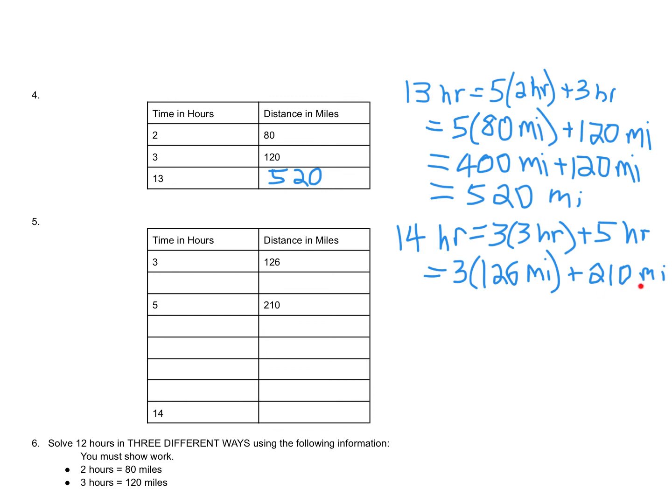So I put that in place of 5 hours as 210 miles. So now we have 3 times 126 plus 210. And that answer is 588 miles. Again, this is just one approach. You could have tried to extend the table. You could have used 210 divided by 5 to get your miles per hour, and then figured that miles per hour times 14 should still give you 588. Lots of different ways to approach this. This is just one way.